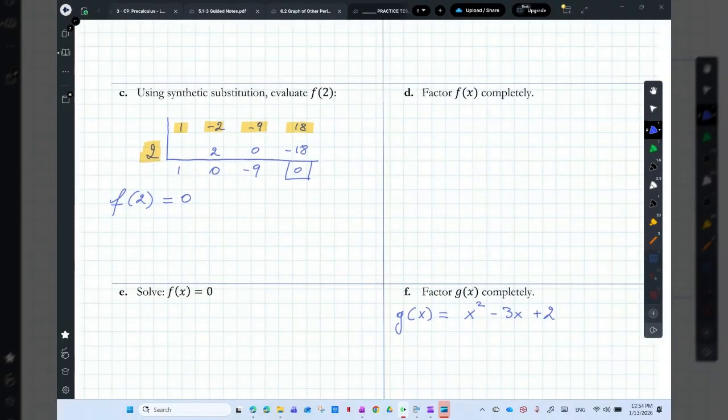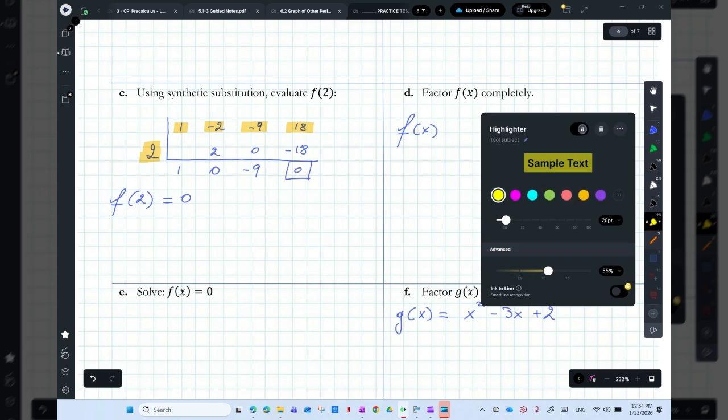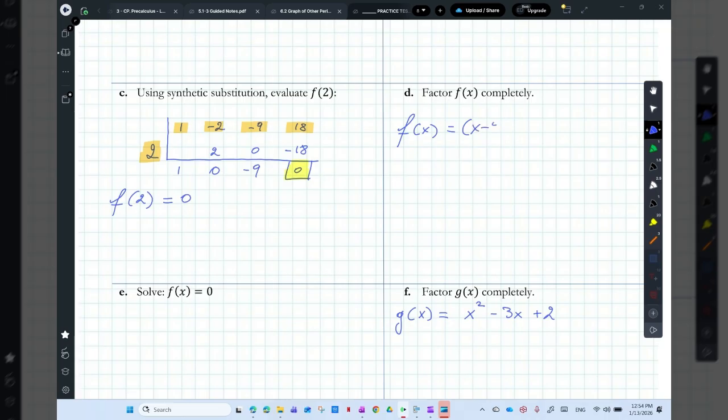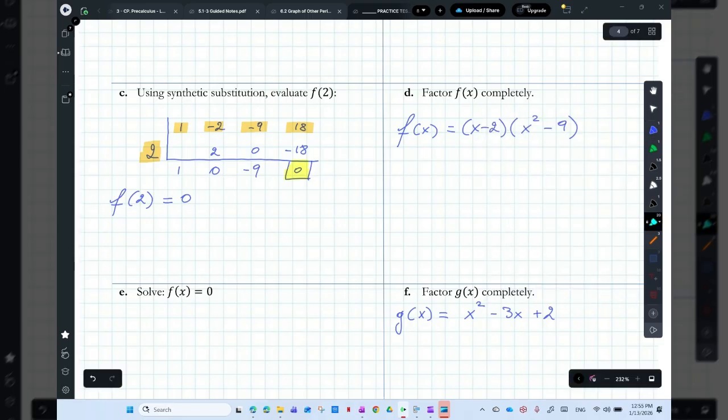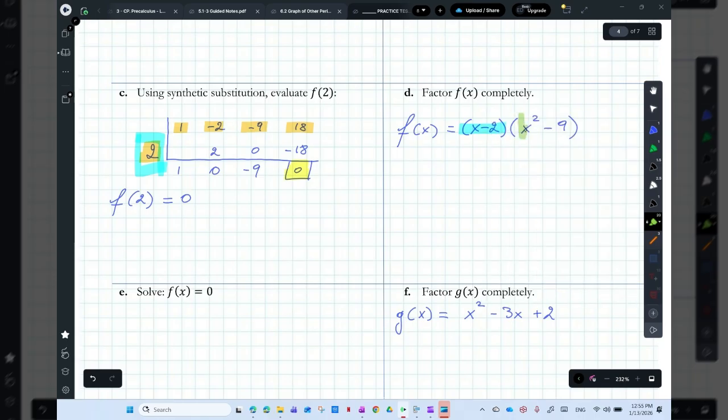Factor f of x completely. Because I have f of 2 equals 0, per the factor theorem, I can conclude that f of x equals x minus 2 times x squared minus 9. You have the x minus 2 given to you by this one here, and you have x squared minus 9 given to you by this one there.